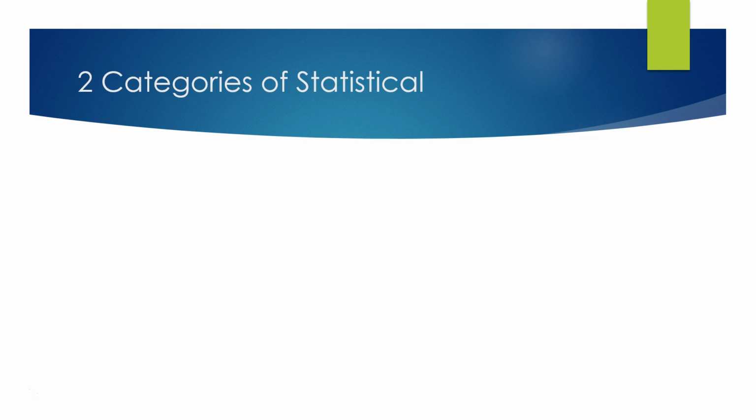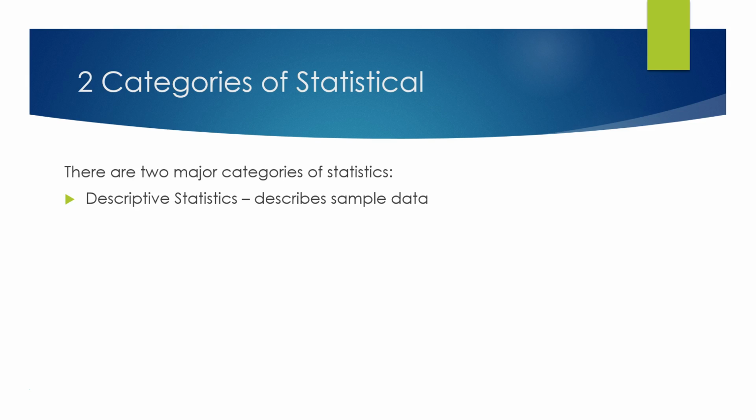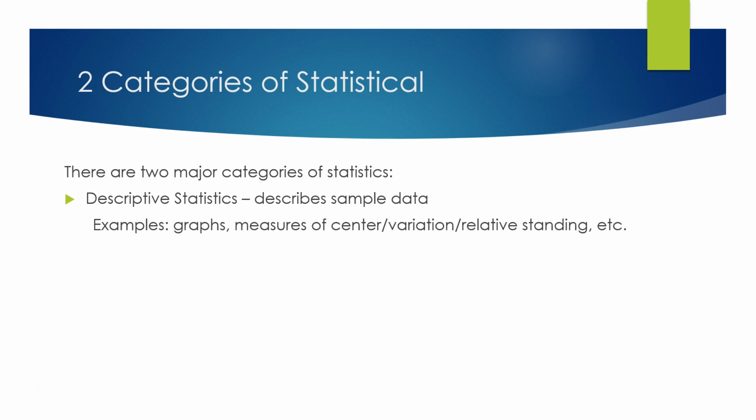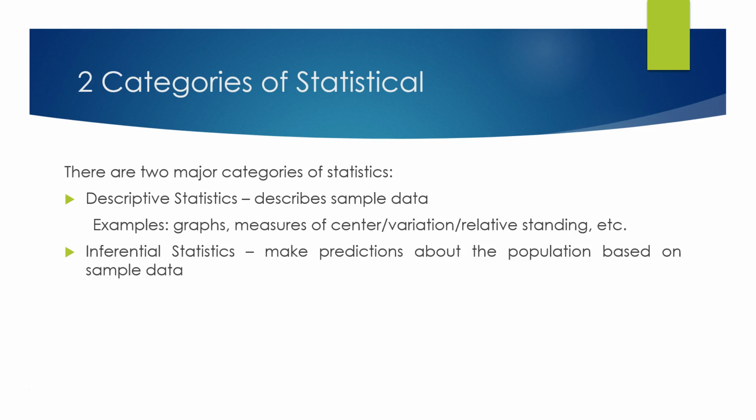So first, as a reminder, there are two different categories of statistics. There are descriptive statistics, and they just describe data. They don't do anything besides just say what you already have. An example of this is graphs, measures of center, variation, relative standing, and so on. There's also inferential statistics, which is where we make predictions about the population based on the sample data, ultimately what we desire to do whenever we're doing statistics.